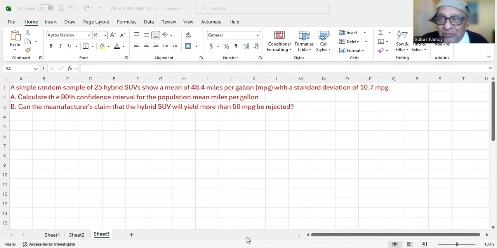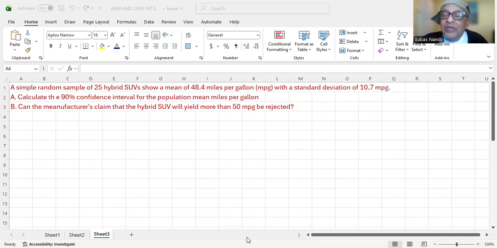In the first two cases, I will assume the population standard deviation is not known. The sample standard deviation is 10.7 miles per gallon. As you realize, standard deviation is a measure of average variation or deviation from the mean, and this is a sample standard deviation of 10.7 miles per gallon. The sample mean is 48.4. Sample size is 25. And I'm going to calculate the 90% confidence interval.